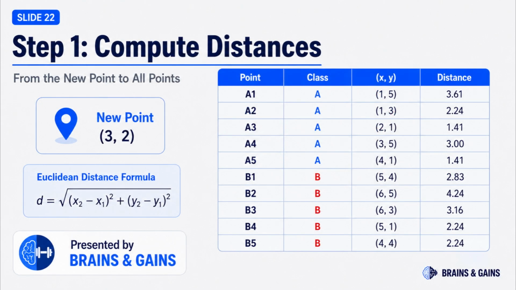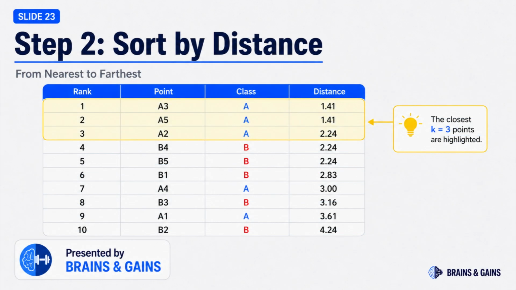First, we calculate the Euclidean distance from the new point to every labeled observation. This gives us a numerical way to measure which existing points are closest to the new one. Next, we sort all observations from nearest to farthest. Because k equals 3, we only care about the 3 smallest distances at the top of the list.